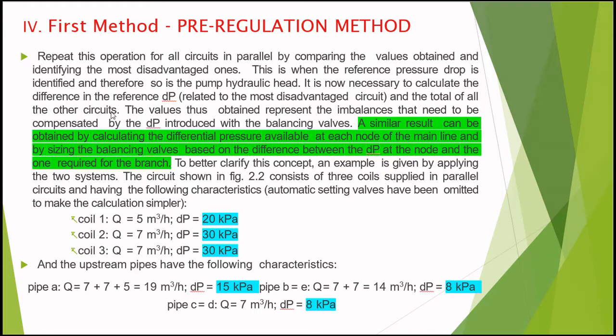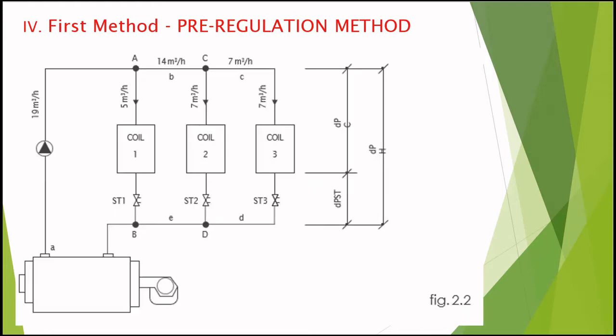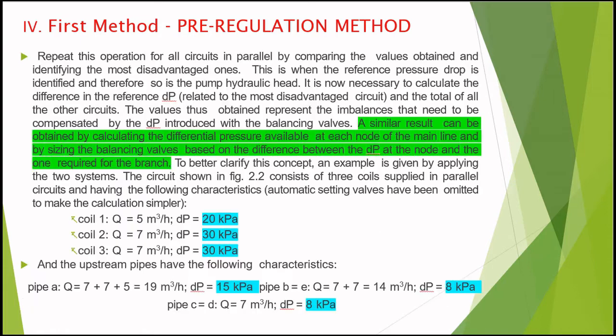We will see this in this example here, as we see in this circuit. For example, this circuit consists of 3 coils and one circulation pump, and there is circuit delta H here, and there is dP for the total circuit, and for each coil there is a dP, and for all the components here there is delta pressure, differential pressure. Let's see how to do these steps. A similar result can be obtained.